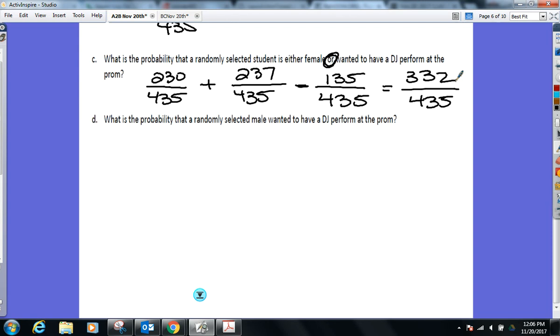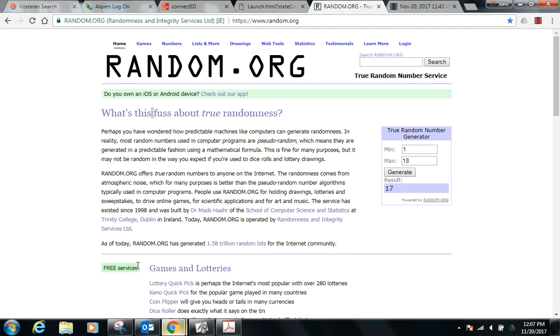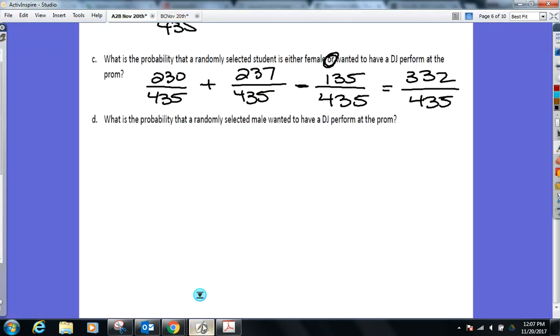You guys doing all right? All right. And we got this last one. Why did you put it last? Usually the last ones are the toughest, right? What's the probability a randomly selected male wanted to have a DJ perform at prom? All right, big deal, right? How many males want a DJ? Out of?